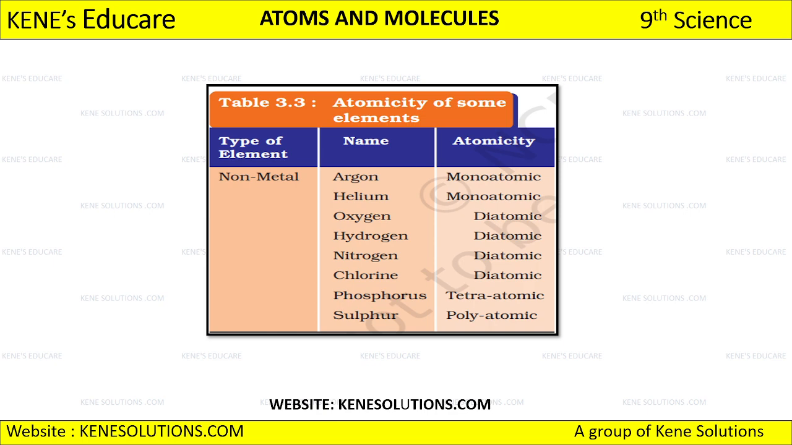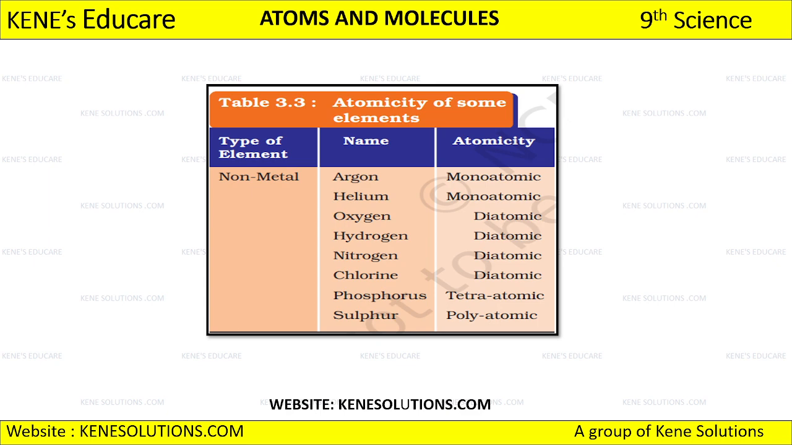Then we have phosphorus, which is tetraatomic. Why tetraatomic? Because phosphorus has four atoms altogether. After phosphorus, we have sulfur, which is polyatomic, because sulfur has more than four atoms in it. We don't go penta, hexa, hepta, octa. We can directly write it as polyatomic, and this is how the atomicity of the elements is known and written.